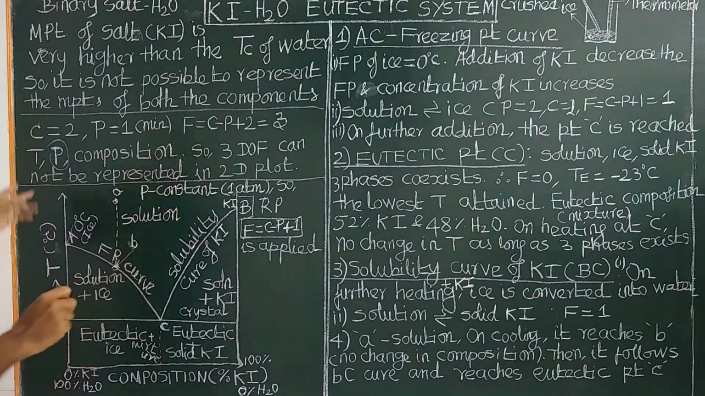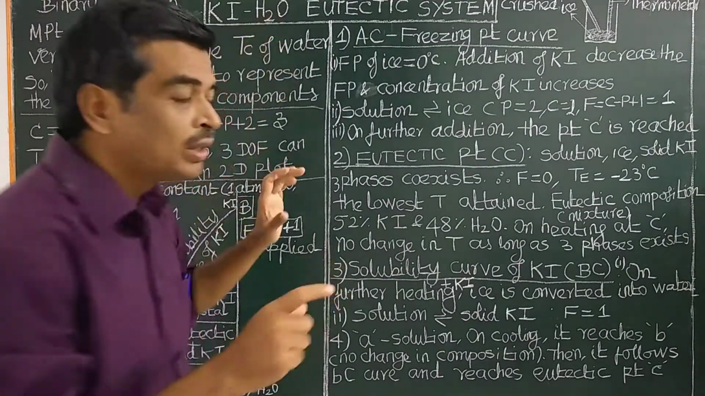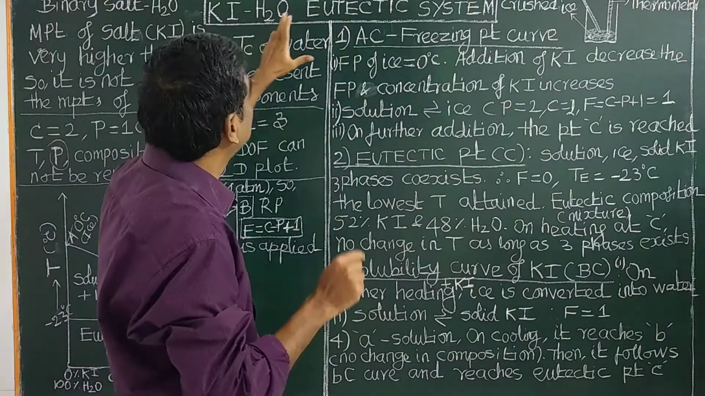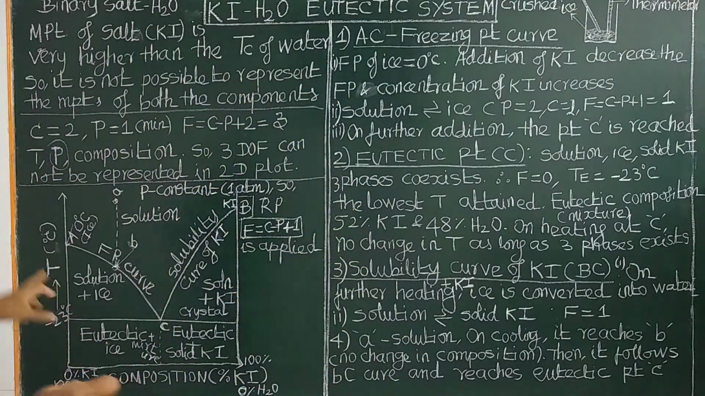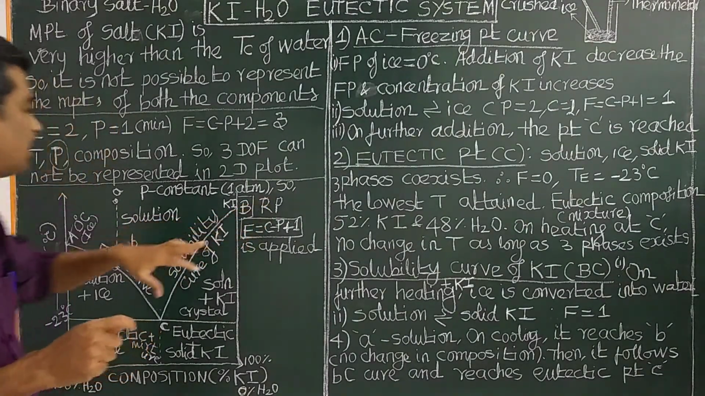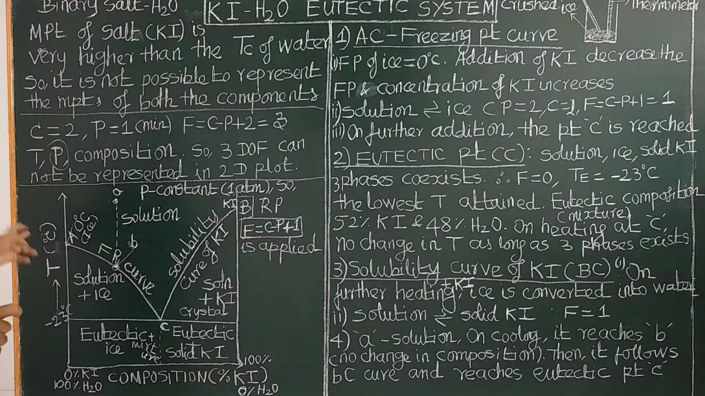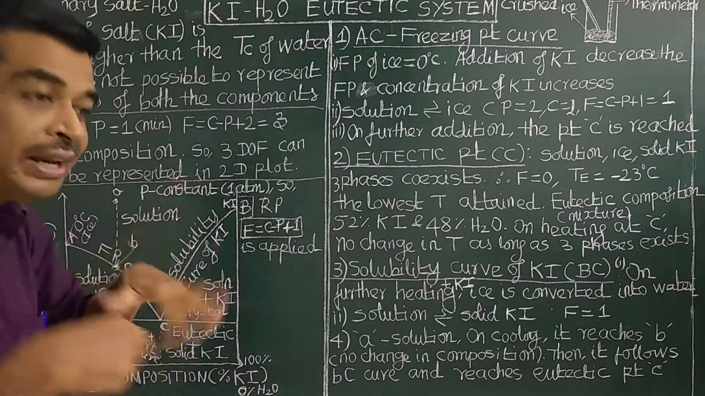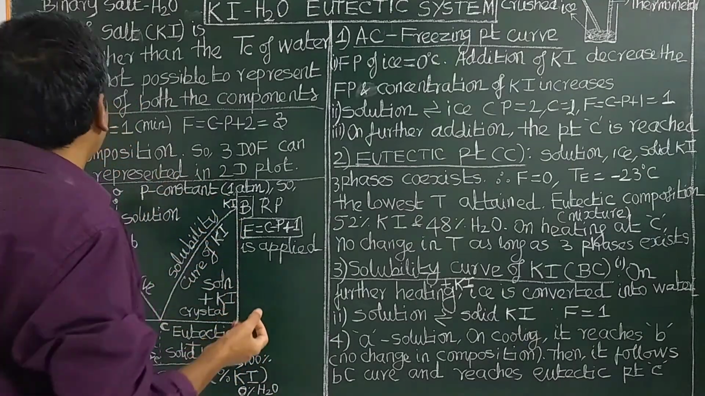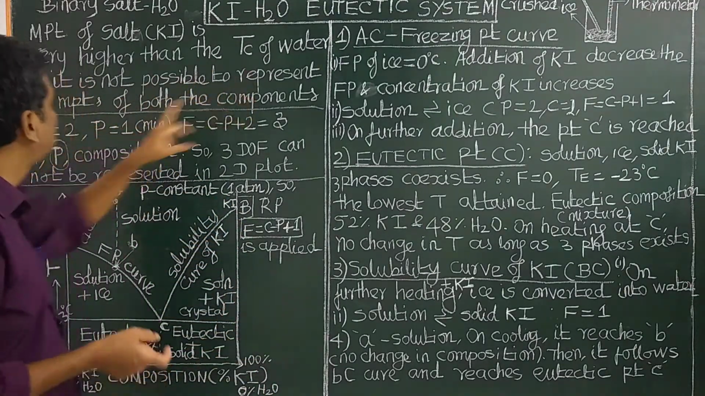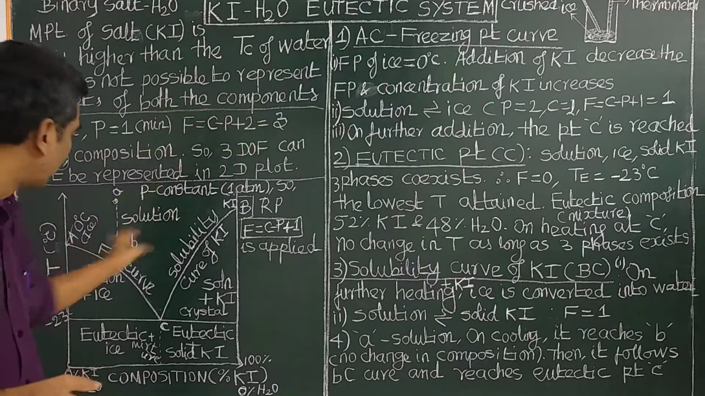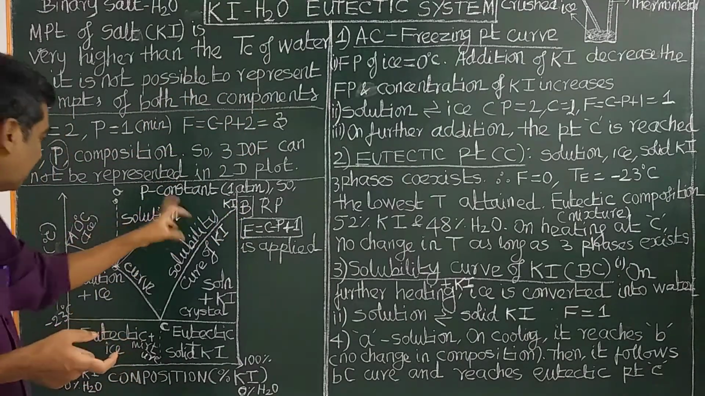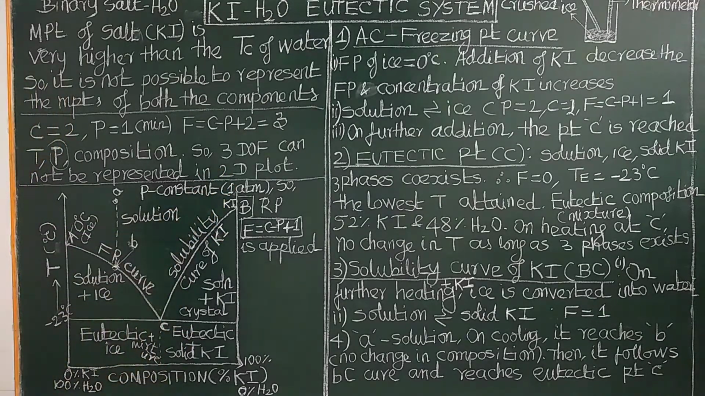For example, the lead silver system is also a two component eutectic system. The melting point of lead is represented here and the melting point of silver is represented here. But it is not possible to represent the melting point of ice and the melting point of KI, because the latter is very much greater than the critical temperature of water, as I said. So it is not possible to represent the melting points of both components, water and KI. Okay. Now let us see.